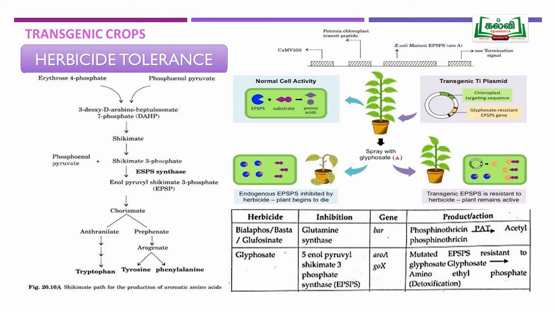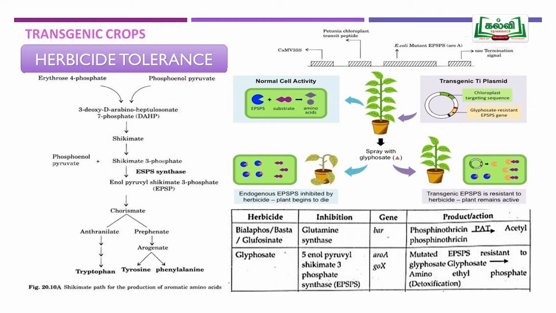In this cycle, the important amino acids essential for the plant, like tryptophan, tyrosine and phenylalanine, are the aromatic amino acids required by the plant. These amino acids are produced by an enzyme called EPSP synthase, enol pyruvyl shikimate 3-phosphate synthase. If this enzyme is present, tryptophan, tyrosine and phenylalanine will be produced.